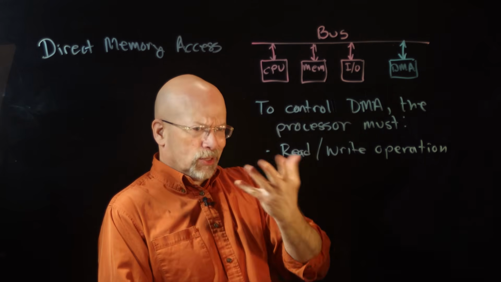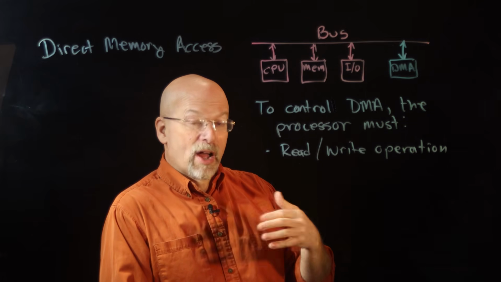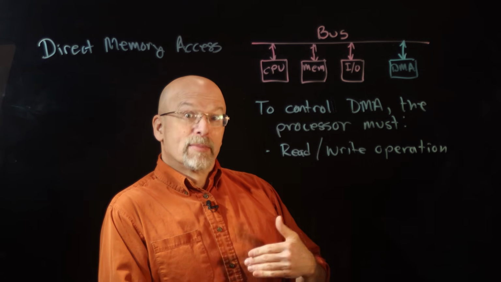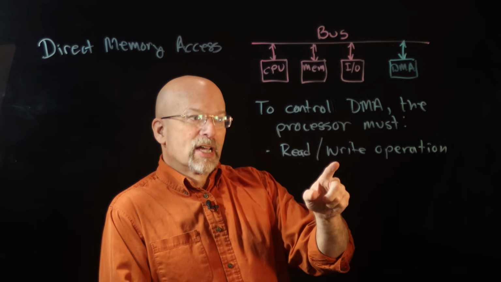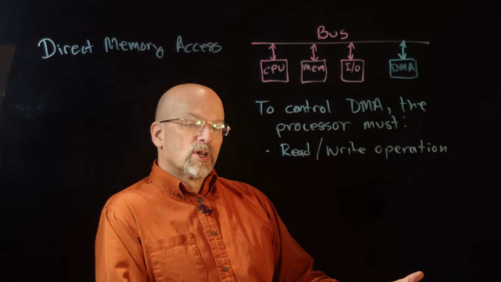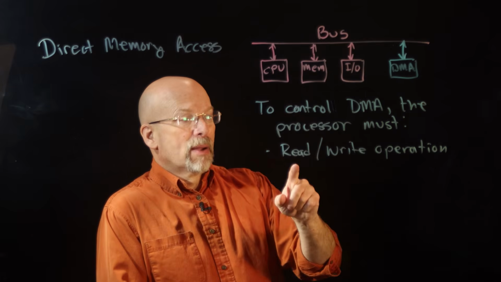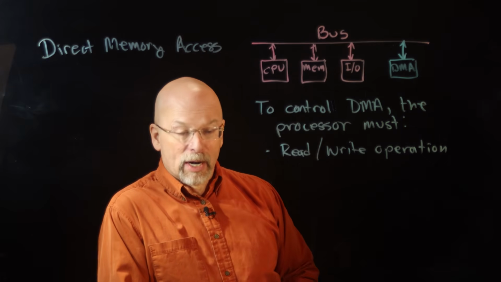Are we going from memory to the I/O device, or are we going from the I/O device to memory? Going back to something simple like some sort of a storage device, like a hard drive or a solid state drive, if I'm storing a file, you have to tell the processor that we're writing to I/O. If the storage device has read a file and it wants to be brought into memory, we need to tell the DMA that that's the direction that it's going.